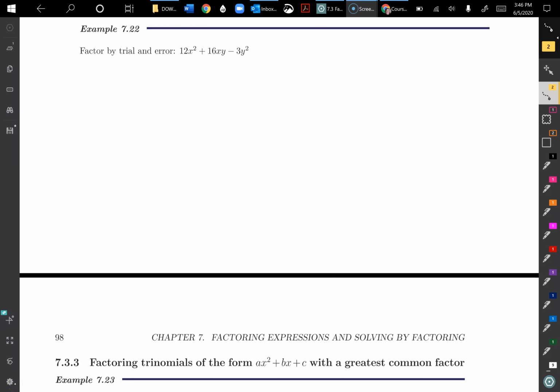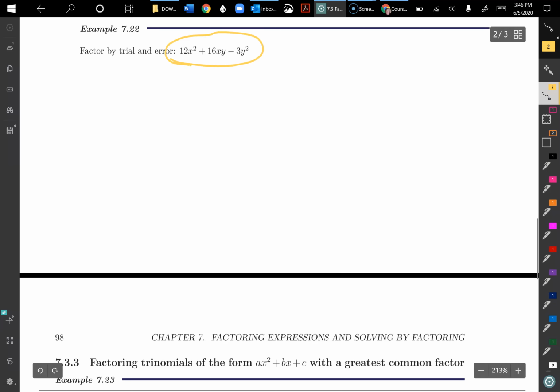Right now, this example 7.22 is a continuation. This is part 2 of your section 7.3. It's pretty tricky. You could try it on your own if you want to pause, but I'll go through it with you. So here we have 12x squared plus 16xy minus 3y squared.